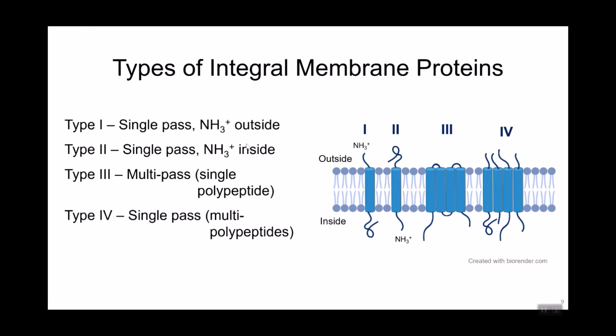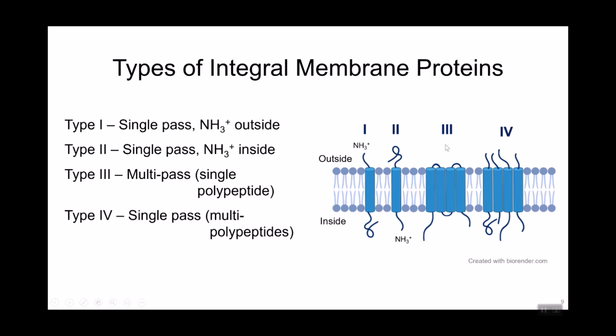We can classify this group of membrane proteins based on how the polypeptide chain travels across the membrane. Remember, we always write proteins from the N-terminus, or the NH3 group, through to the C-terminus. And if the N-terminus is found on the outside and the protein only goes across the membrane once, or has a single TM, this would be a type 1 integral membrane protein. Type 2 would be flipped, where the amino terminus is on the inside and the C-terminus is outside.